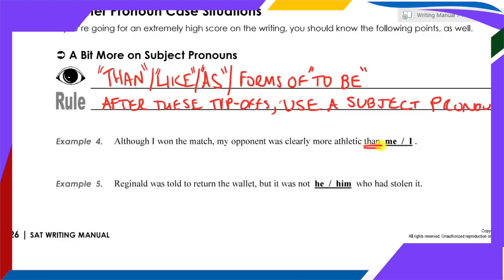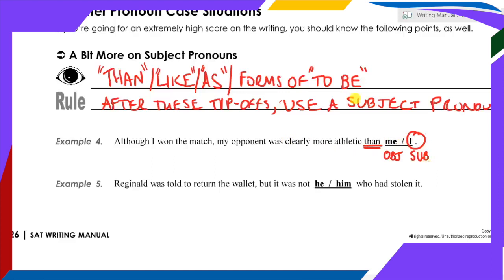We see a than before the pronoun, and we said that after that tip-off, the than, we have to use the subject pronoun. Me is the object pronoun. I is the subject pronoun. We need an I here. My opponent was clearly more athletic than I. Now, I would suggest just memorizing this rule that after than, like, as, or forms of to be, you have to use a subject pronoun.